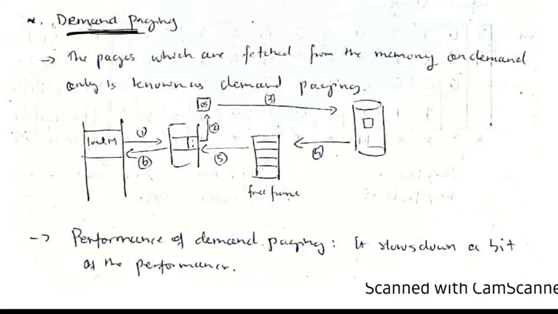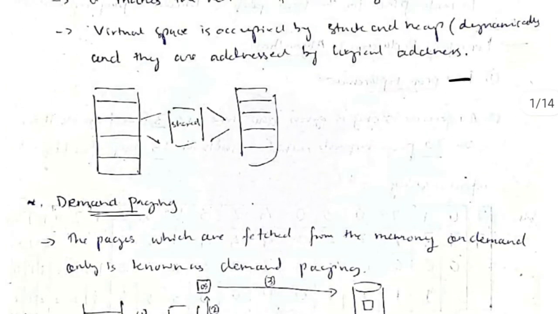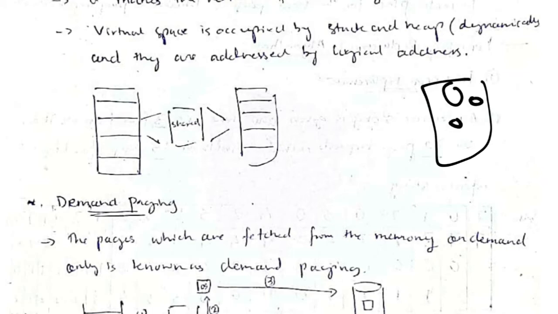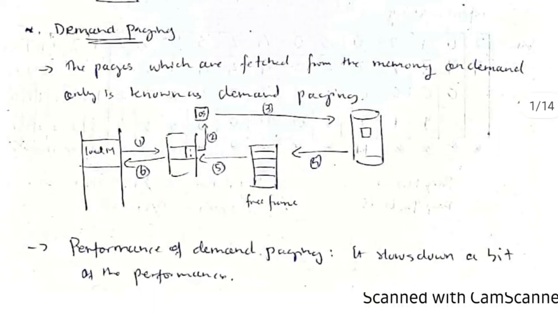The next one is demand paging. Pages are nothing but the blocks of the memory, as I showed before. These blocks of memory are the pages. So pages are fetched from the memory only when they are required. That's known as demand paging.